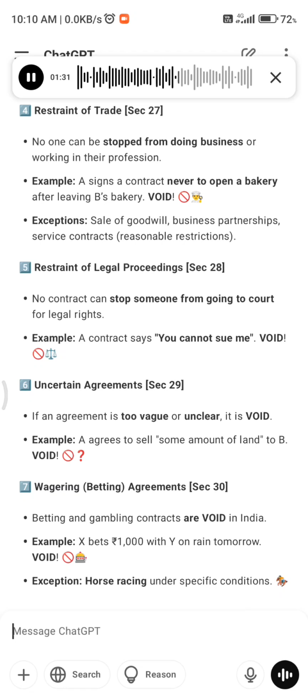5. Restraint of legal proceedings. No contract can stop someone from going to court for legal rights. Example, a contract says, "You cannot sue me." 6. Uncertain agreements. If an agreement is too vague or unclear, it is void. A agrees to sell some amount of land to B. Void. 7. Wagering, betting agreements. Betting and gambling contracts are void in India. Example, X bets 1,000 with Y on rain tomorrow. Exception, horse racing under specific conditions.